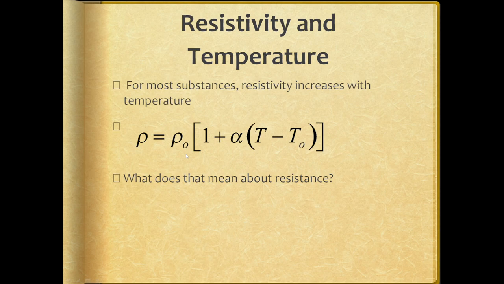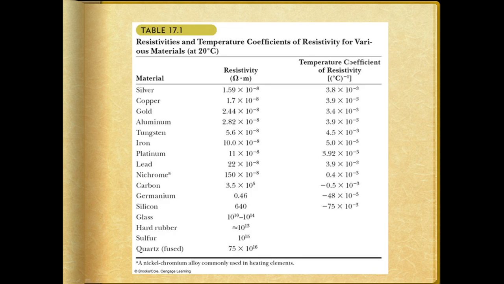If the temperature you plug in is not 20 degrees, then this temperature difference term doesn't become 0, and that's when the alpha term starts to matter. So when the temperature is different from 20 degrees, then you look at the table for the alpha value, the temperature coefficient of resistivity. This represents how much the material in question changes its resistivity with changes in temperature. And that's the value that you plug in for alpha.